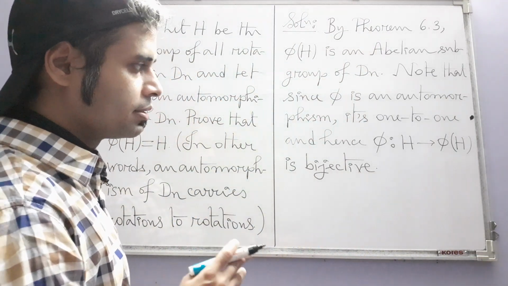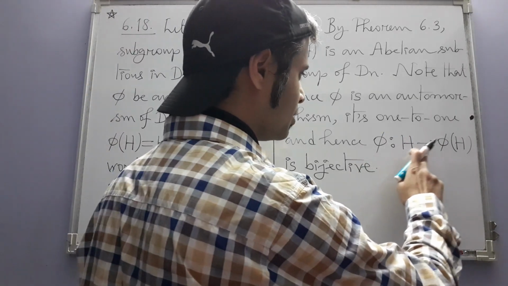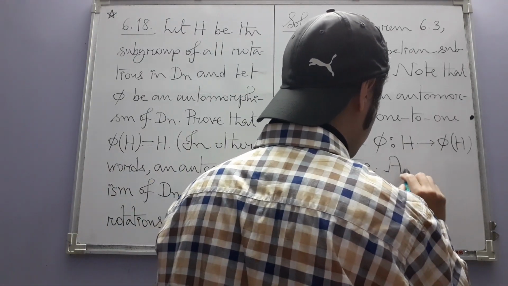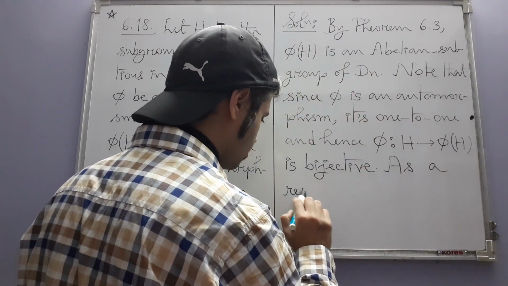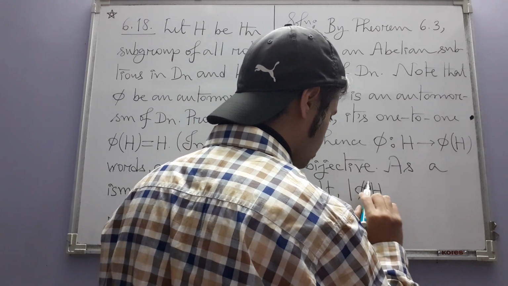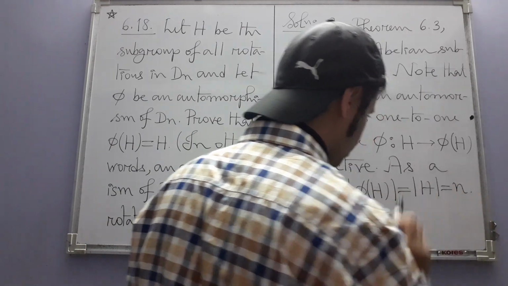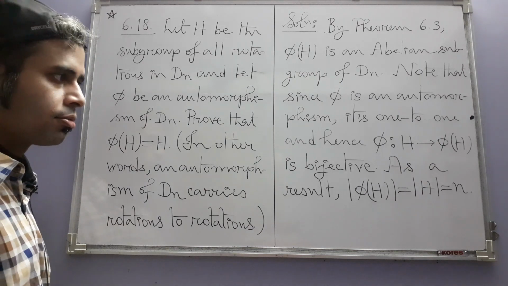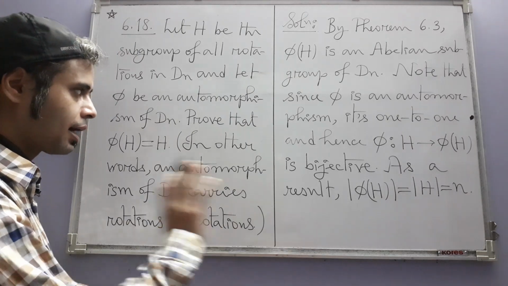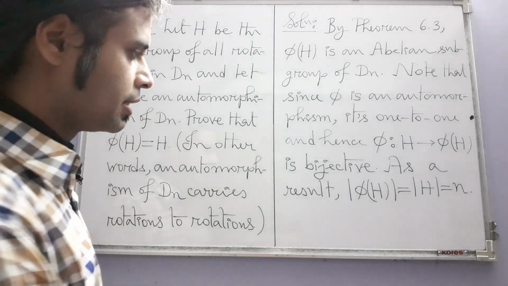Now the consequence of this is that the size of H, or the number of elements in H, will be the same as the number of elements in phi of H. As a result, the order of phi of H is equal to the order of H, and we know that that order is n. There are n rotations and n reflections in the dihedral group. Half of the elements are rotations and half of them are reflections. And we also know that the order of Dn itself is 2n because of that.